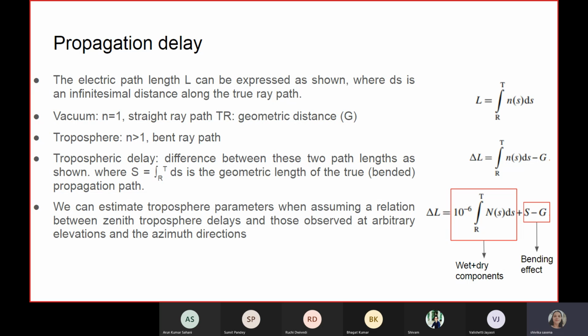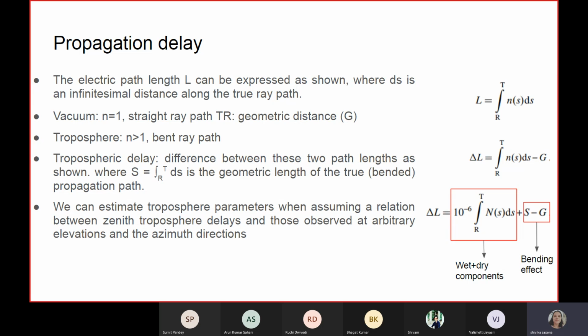Now what is happening for vacuum? The refractive index is 1, so we arrive at a straight ray path. If there was vacuum, with no atmospheric medium between the satellite and the receiver, the signal would have gone through like a razor. No delay, no disturbance. That straight ray path is known as the geometric distance, capital G. So what is delay?